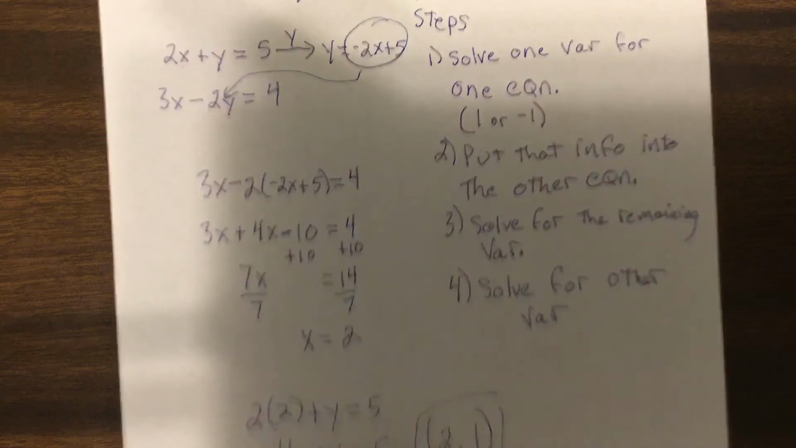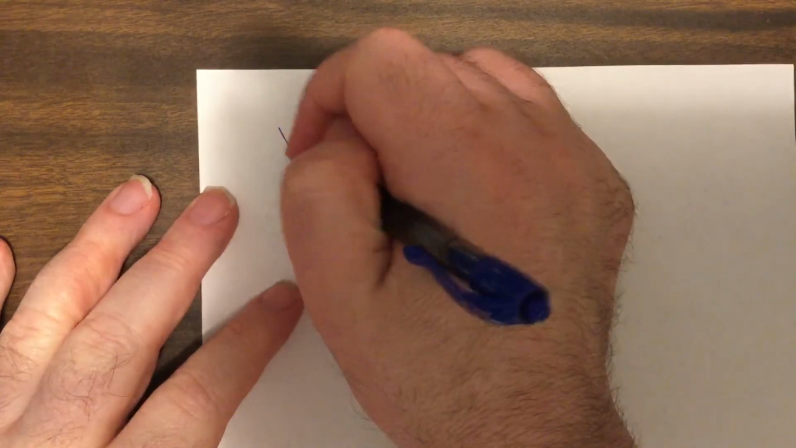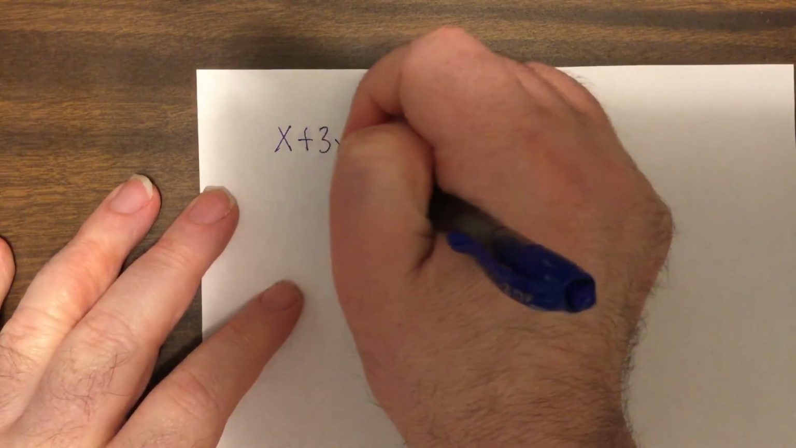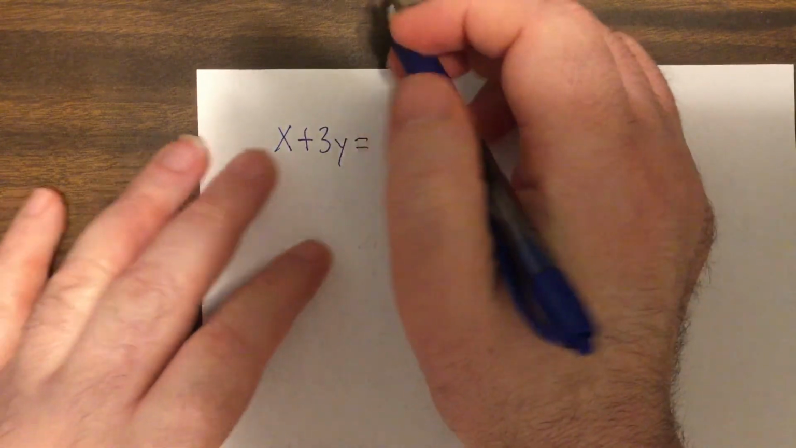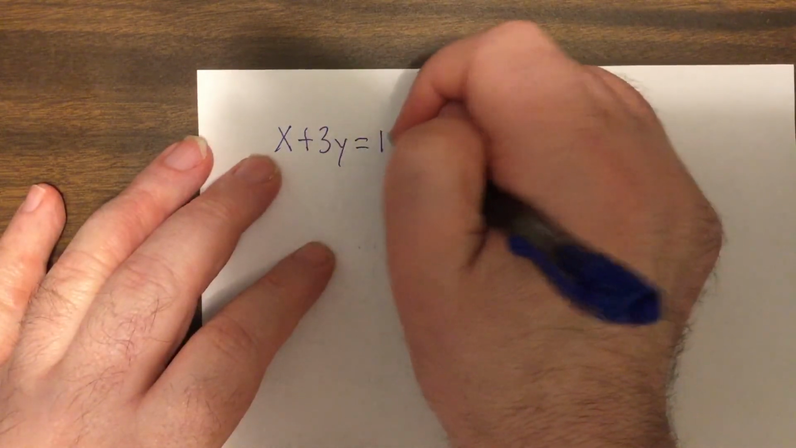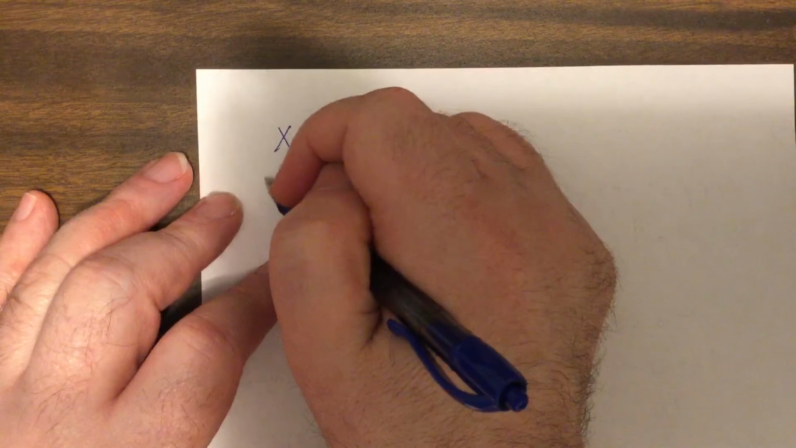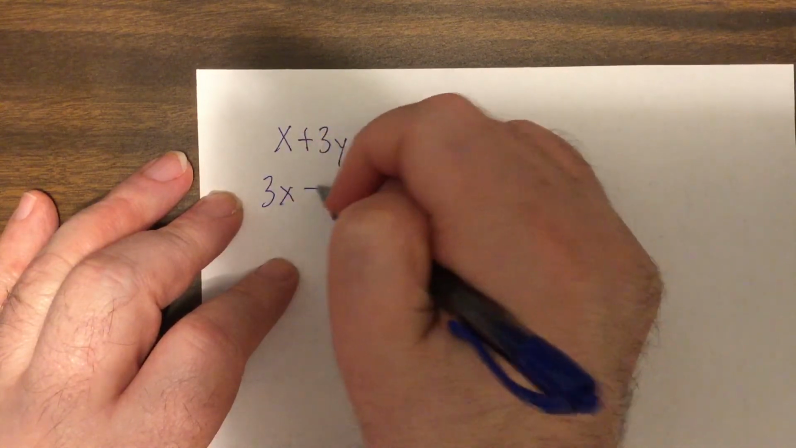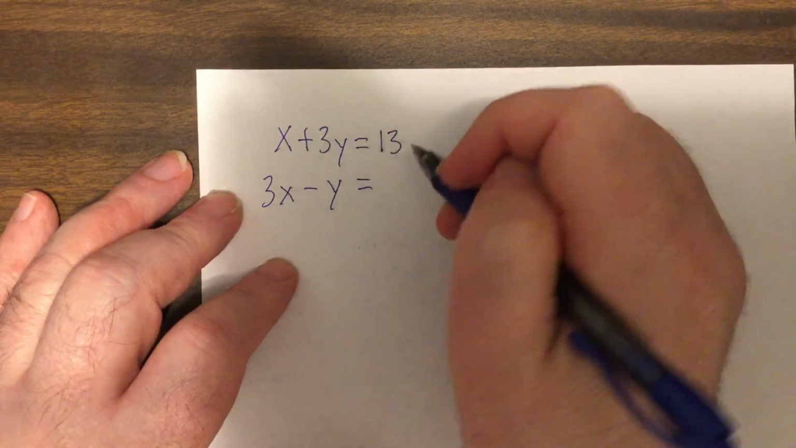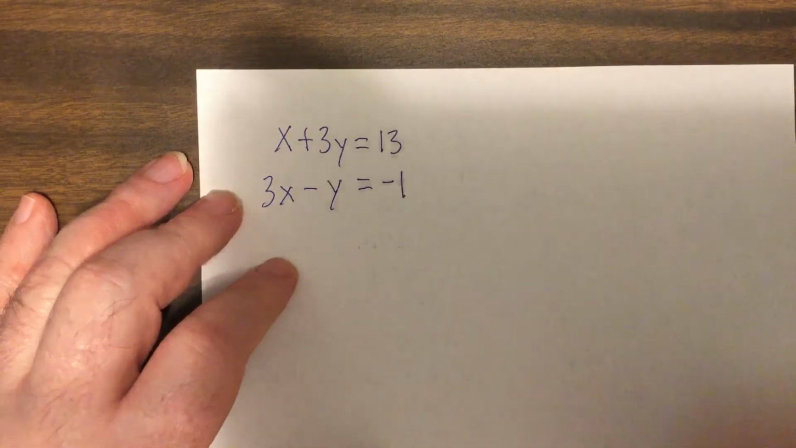So here we go. Let's try another one. Let's do x plus 3y equals 13. And 3x minus y equals -1.